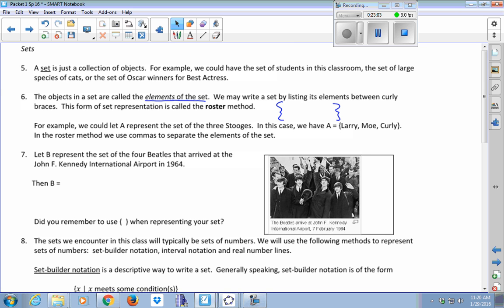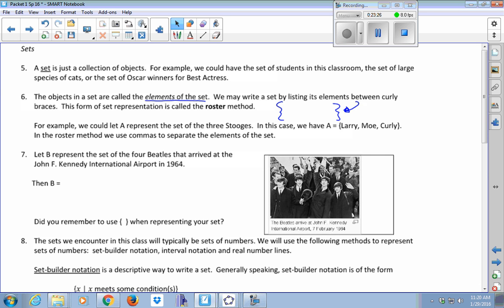Right. So if you have a set where you have a finite number of members or elements, then you just literally list them with a comma in between them. But what's most important is every time you want to talk about a set and you're listing stuff, you must include those curly braces or else you're not giving me a set.